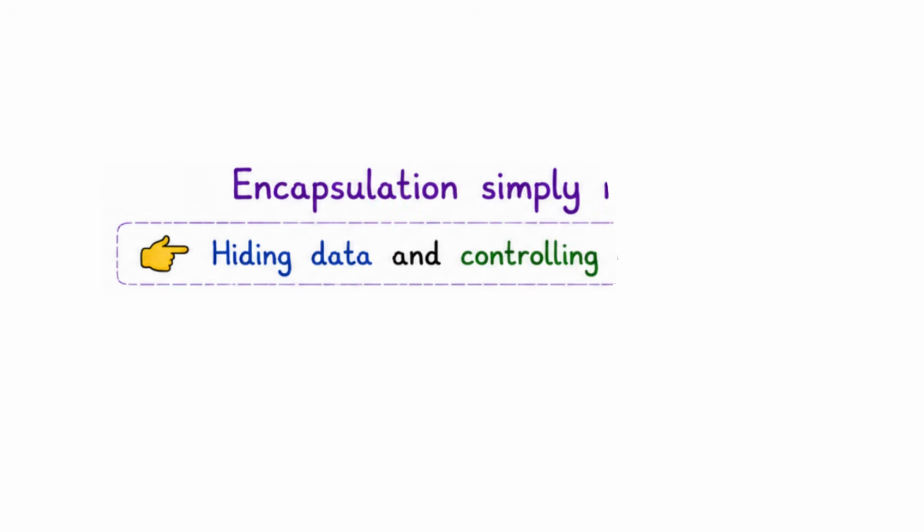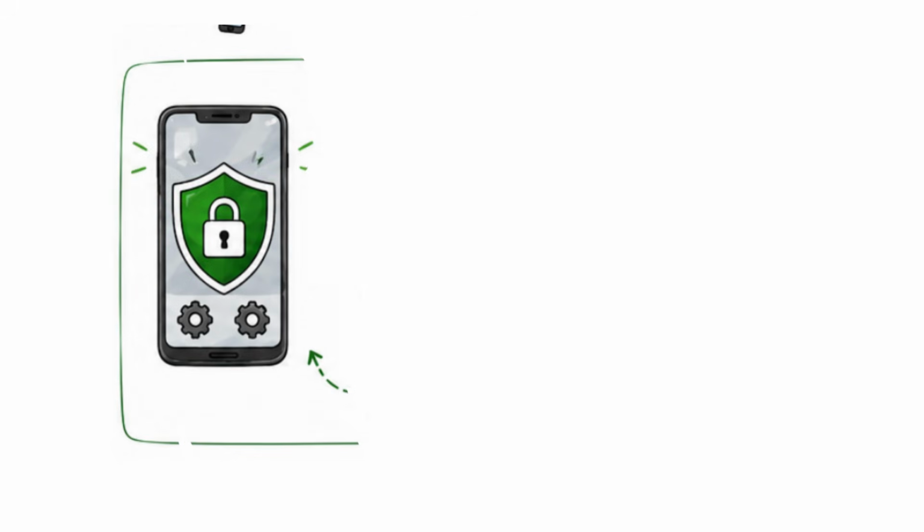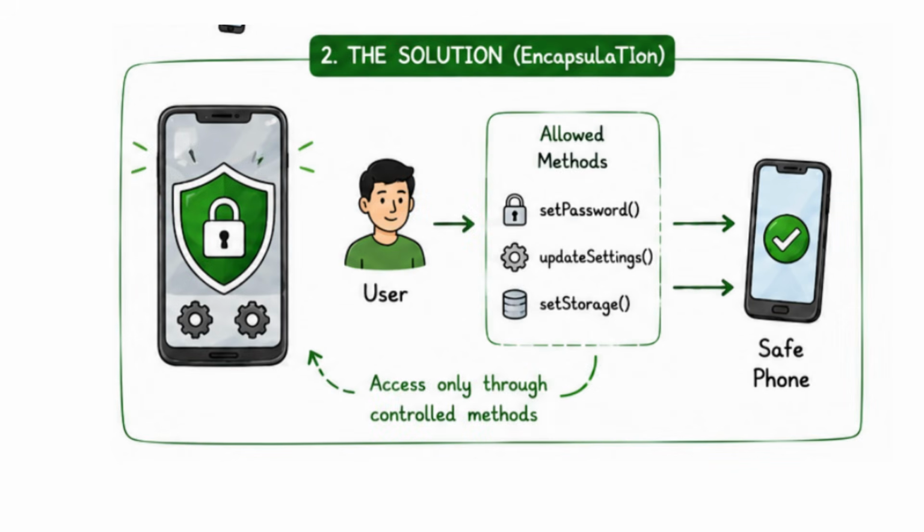So encapsulation simply means hiding data and controlling access to it. Now think about this. What if someone could directly change your phone's internal data? For example, changing your password, or modifying system settings, or setting some invalid values. That would be risky, right? To solve this problem, we use encapsulation in programming.